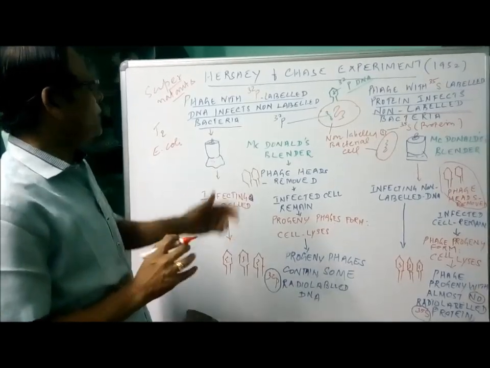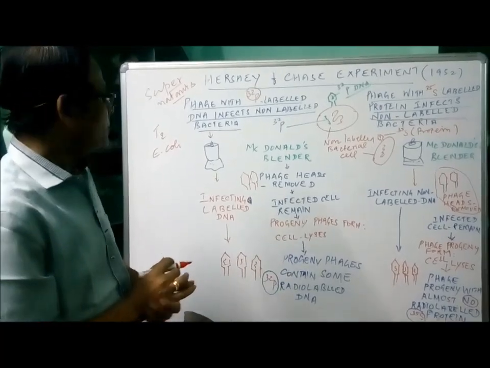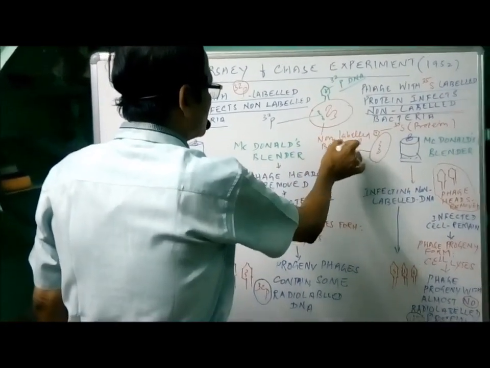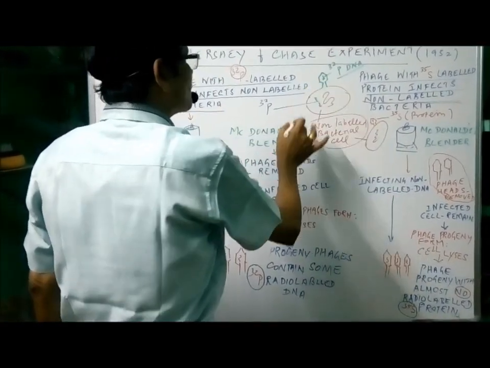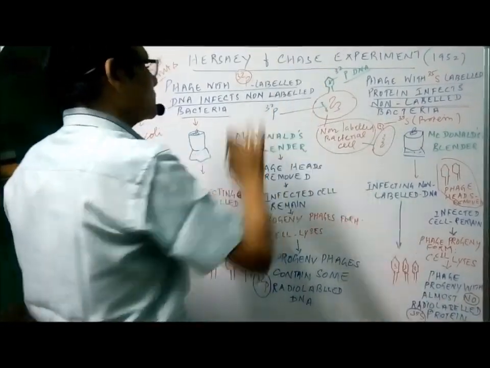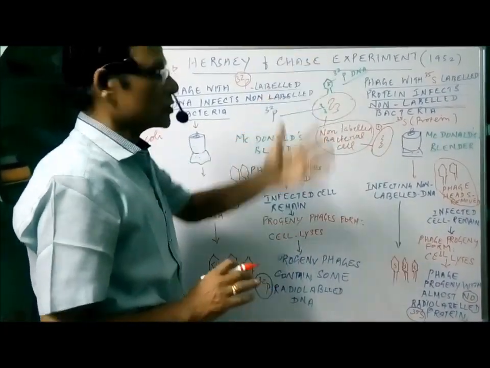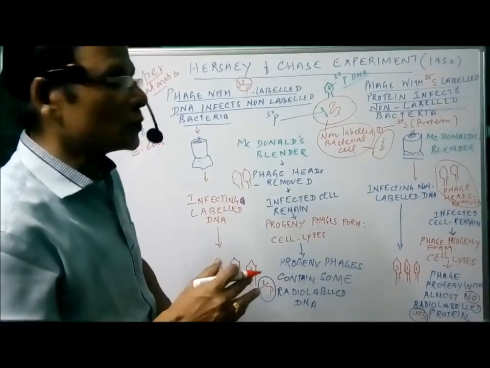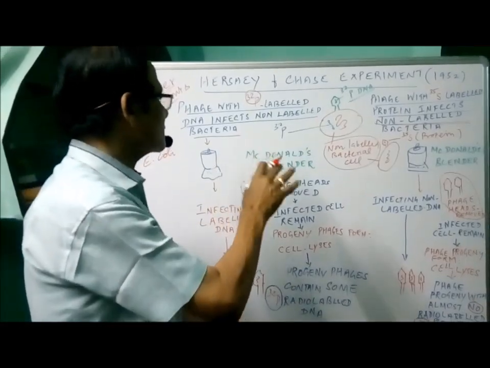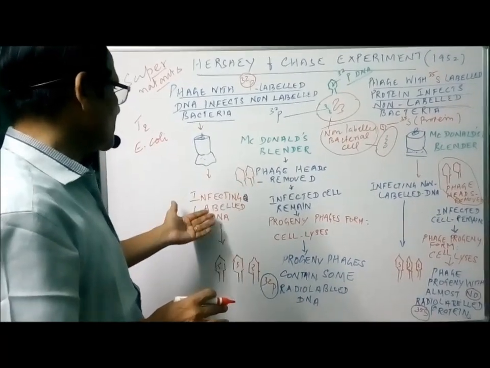They also did another separate track. In that one, a phage with P32 labeled DNA infects non-labeled bacteria. You see that this is a non-labeled bacterial cell. It was infected with a phage with the DNA labeled with P32. So the P32 entered here, leaving the capsid coat outside. There was no entry of protein into the bacterial cell. It was only the DNA with P32 that entered the cell, infecting the bacterial cell with the labeled DNA.